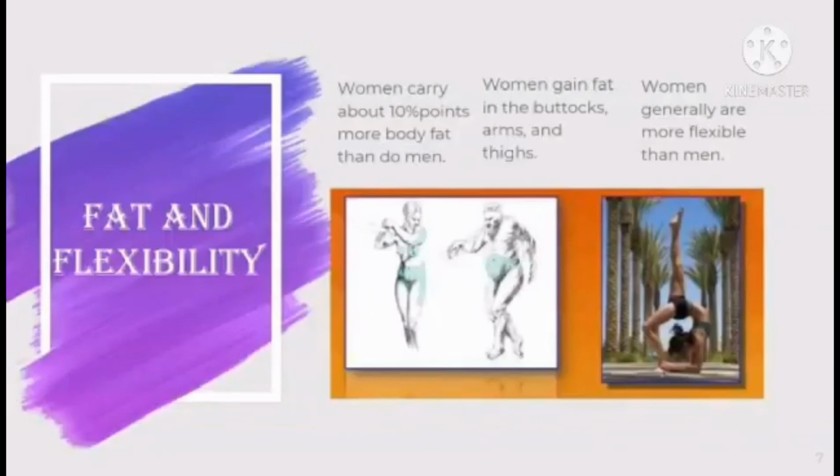Let's talk about fat and flexibility. Number 1, women carry about 10 percentage points more body fat than men. Number 2, men accumulate fat primarily in the back, chest, and abdomen. Women gain fat in the buttocks, arms, and thighs. Lastly, women generally are more flexible than men.